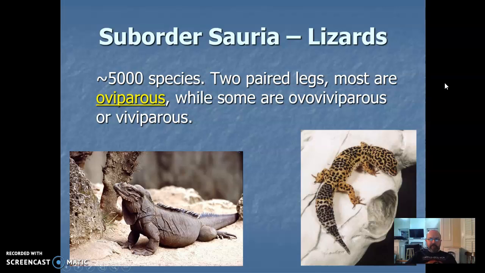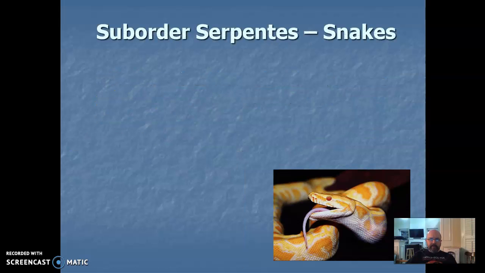You're probably familiar with at least seeing eggs of lizards that are kind of soft and leathery, very similar to snake eggs. Geckos, iguanas are just some of the many examples of saurians.